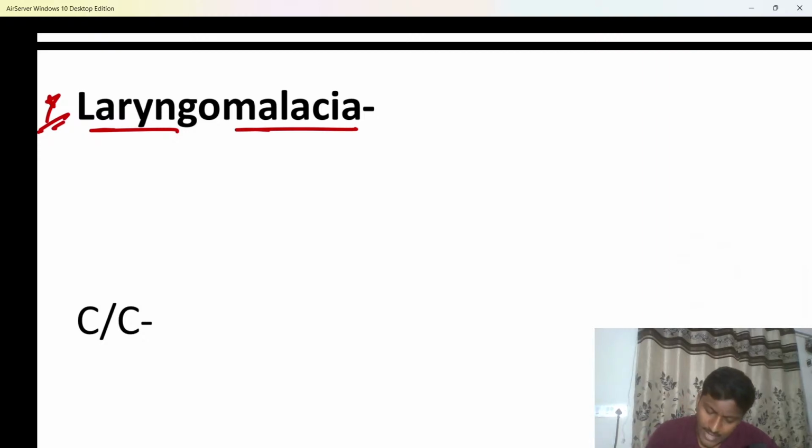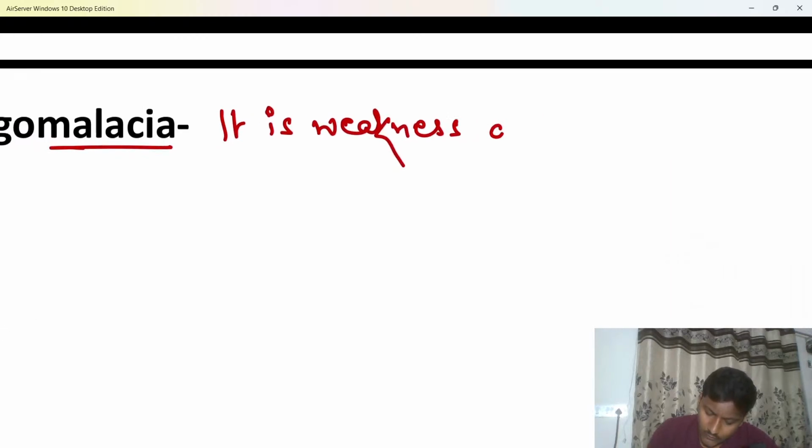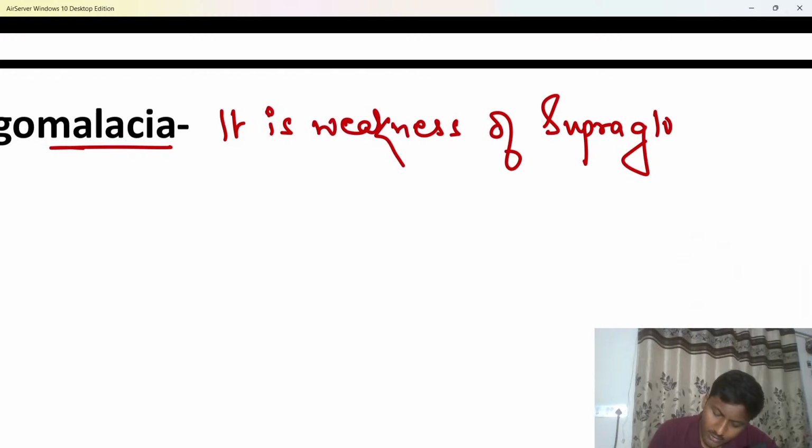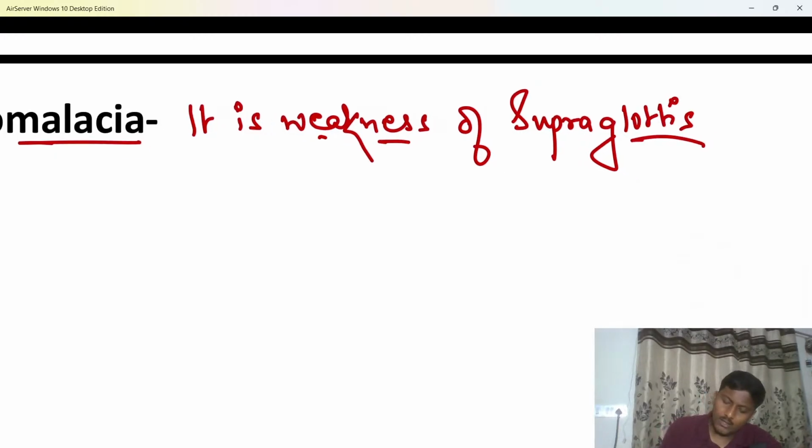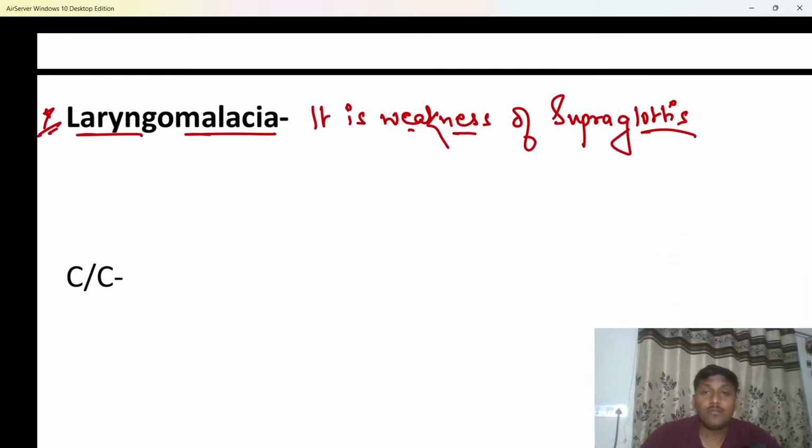So please remember, laryngomalacia beta, by definition it is nothing else but it is weakness. Okay, it is weakness of the supraglottis. Yes, it is actually the weakness of the supraglottis beta. Okay, so there is weakness in the supraglottis in this patient, and this condition beta is present since birth.